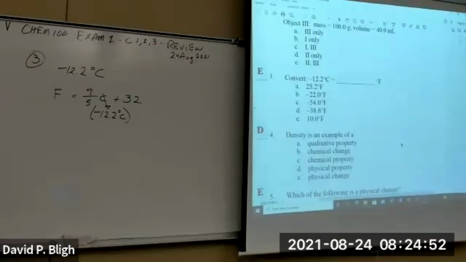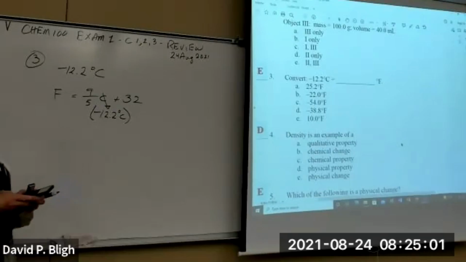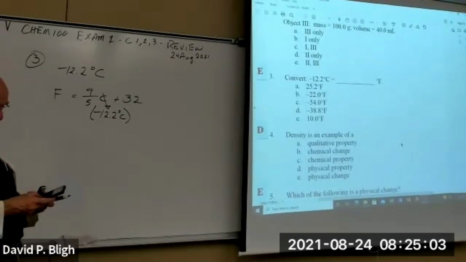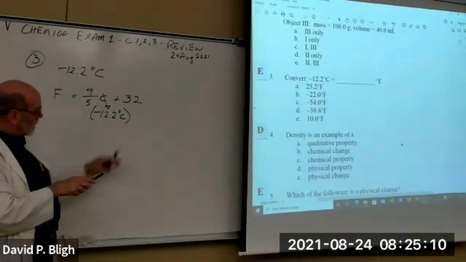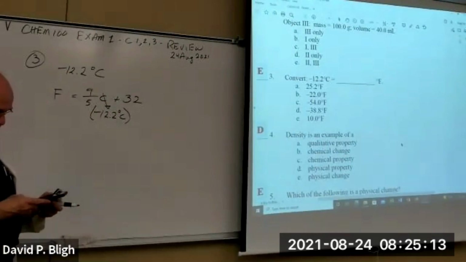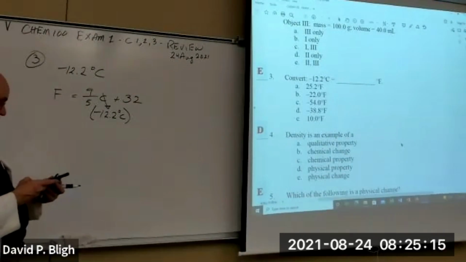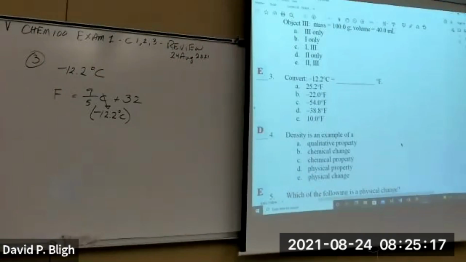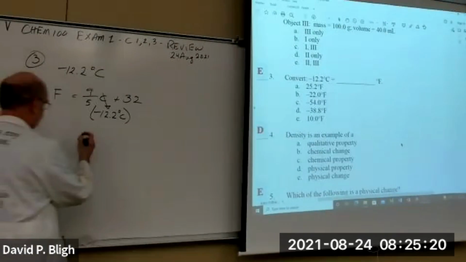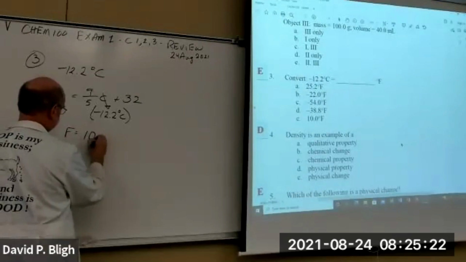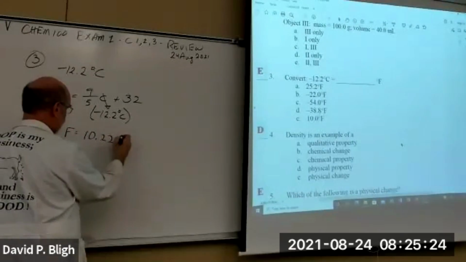Okay, so you just need your calculator. And don't forget that minus sign. 12.2, change the sign, and then times 9/5, okay. And then plus 32. So I get 10.22 Fahrenheit.